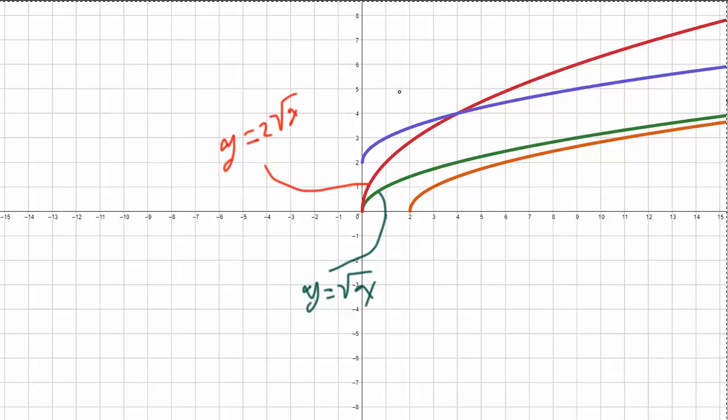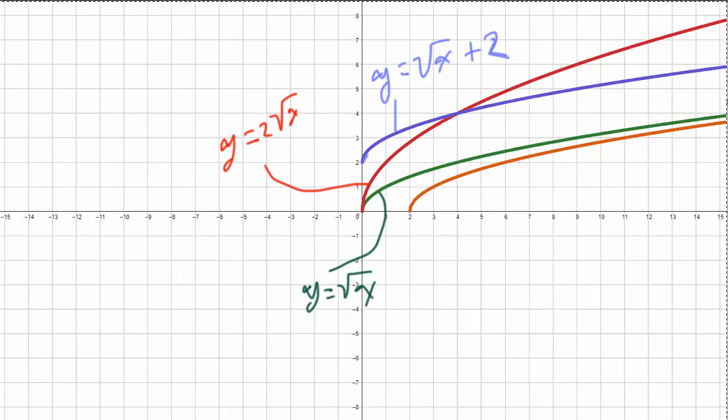Now, a vertical translation is like this purple one. This one happens to be y equals the square root of x plus 2. You'll remember from our discussion of quadratics that the vertical translation goes exactly the way you'd expect. So if it's plus 2, it goes up 2, and then from there it looks just like the parent. So it's the parent shifted up. If it were minus 2, it would go down.